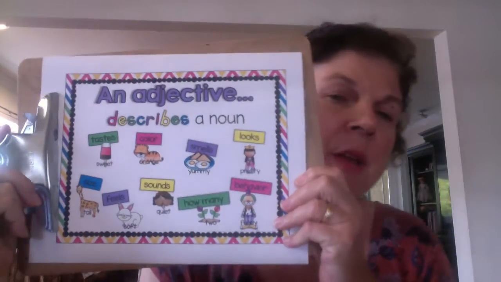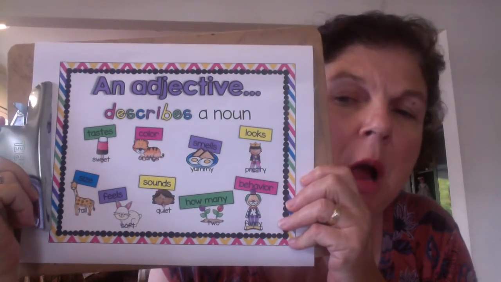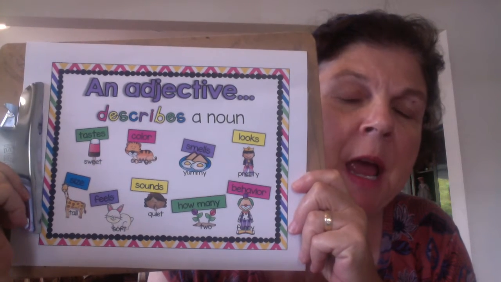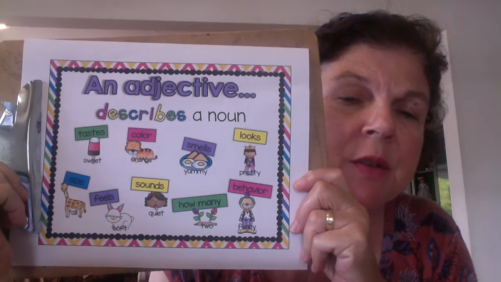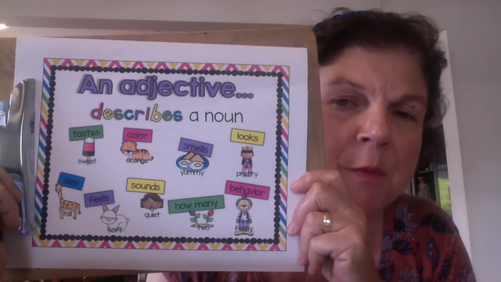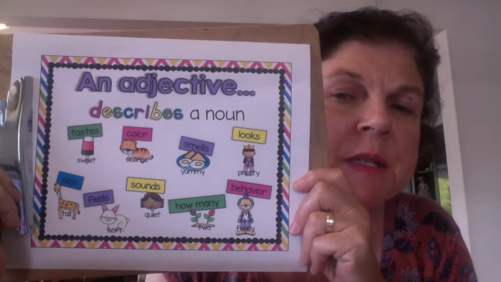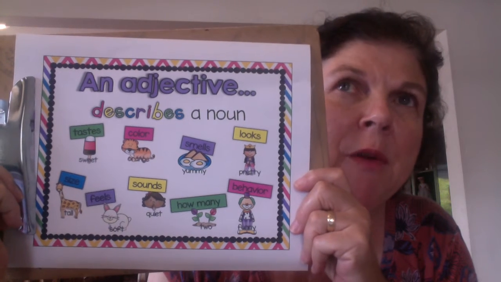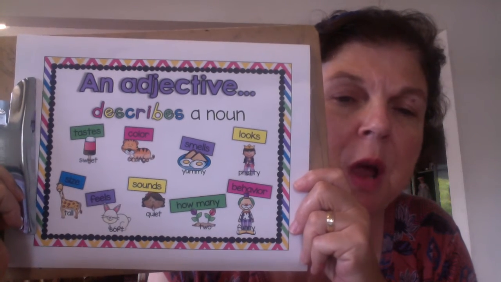So today we're going to be looking at adjectives, or reviewing adjectives that we did earlier in the year. And I want to remind you that an adjective describes a noun. And of course, I hope you remember that a noun is a person, a place, or a thing. So adjectives are going to give you more information about the noun. So somebody reading your story can have a better picture in their mind of what you're talking about.